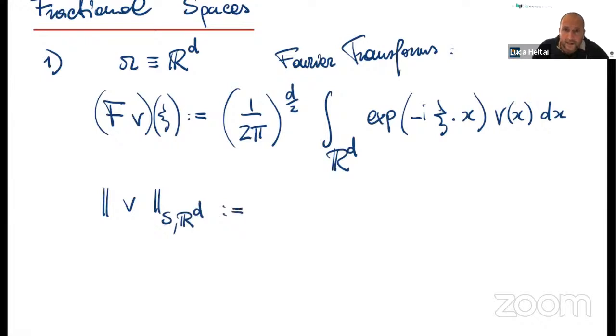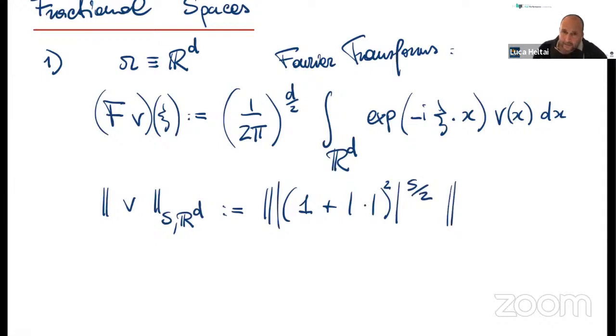as usually defined as the L2 norm of (1 plus something squared) elevated to the power s/2, and you take u hat, which is the Fourier transform of this function, in R^d. So in other words, you define the norm through the norm of the Fourier transformation of this function. Okay.